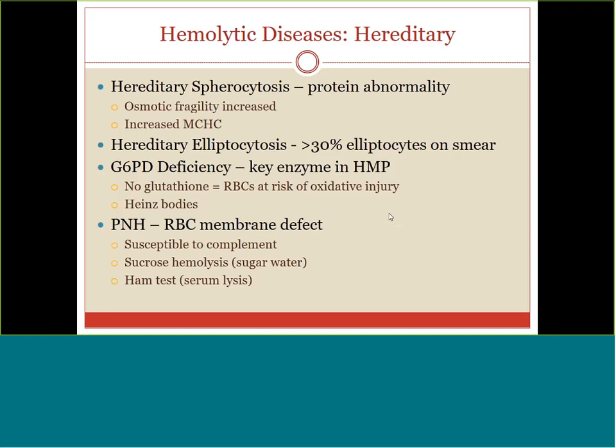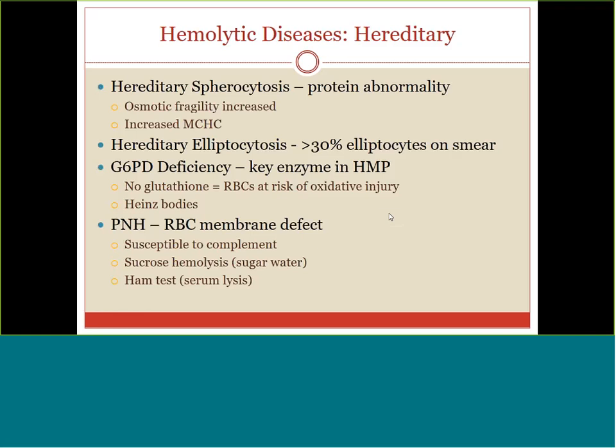PNH is paroxysmal nocturnal hemoglobinuria. This one is not necessarily hereditary. It is an acquired defect. So I probably shouldn't have put it under the hereditary label at the top there. The reason I did is we did discuss it in the same PowerPoint as a lot of these. But again, PNH is actually an acquired membrane defect, not hereditary.